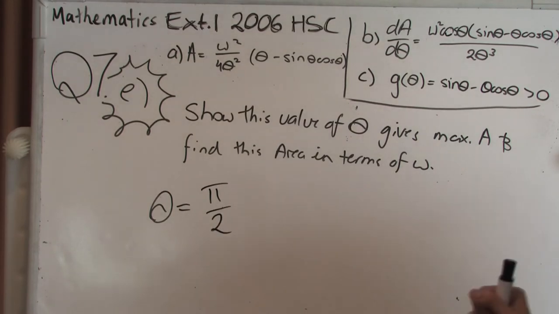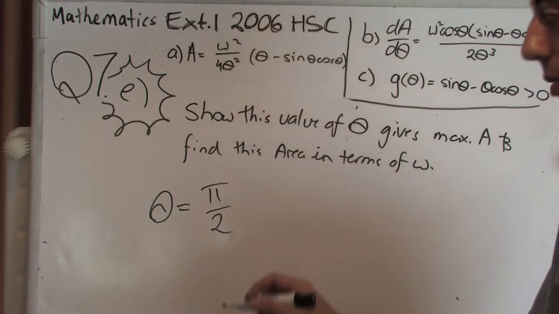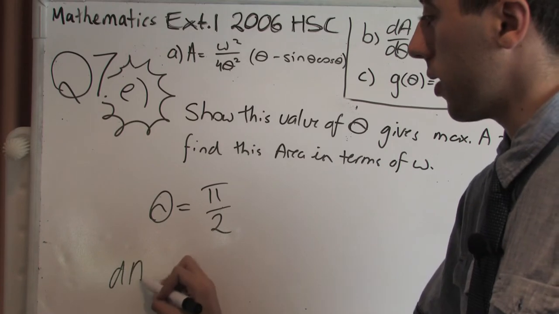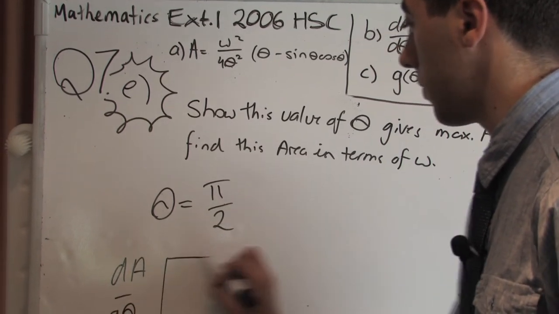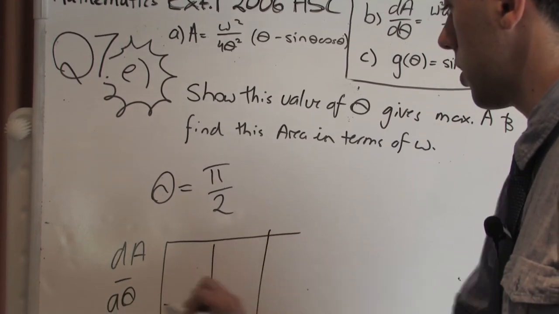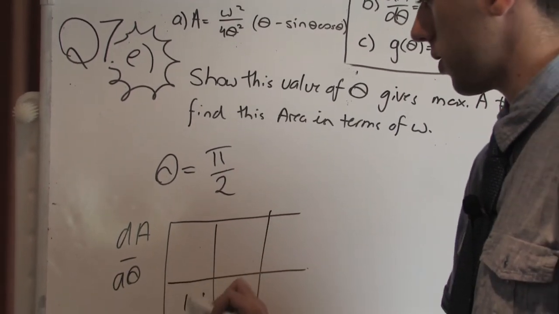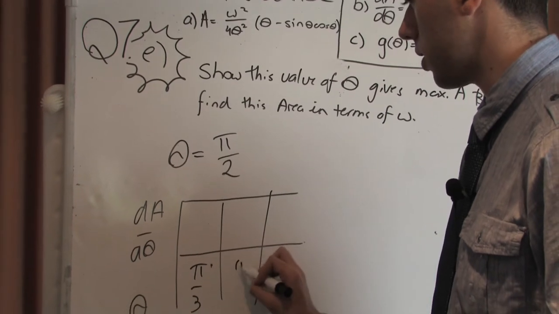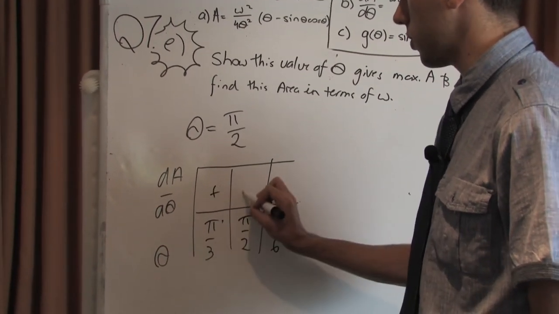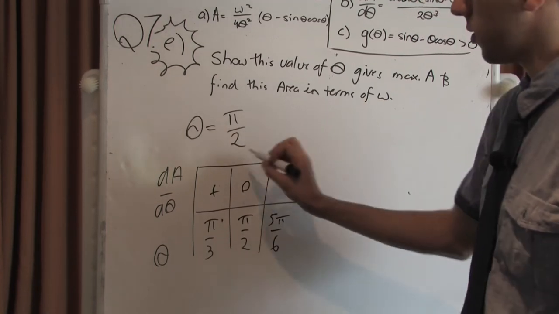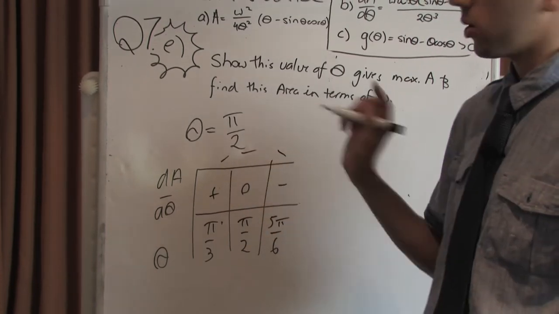I kind of hinted at it in the previous video, so you might want to check that out before, but how to prove that this is a maximum. Again, you test dA over d theta at certain values of theta to show that this is a maximum. For instance, as I said before, pi on 3, pi on 2, or maybe 5 pi on 6. Those will give you positive, negative, and 0 values, and that already shows that it's a maximum.